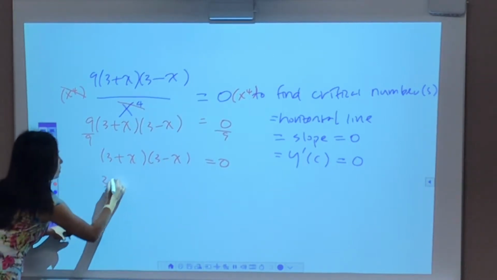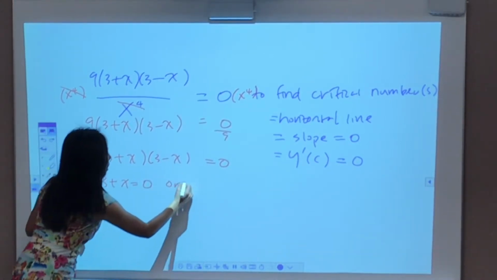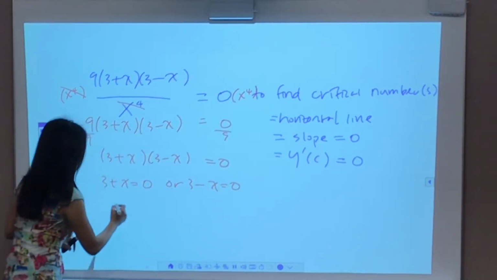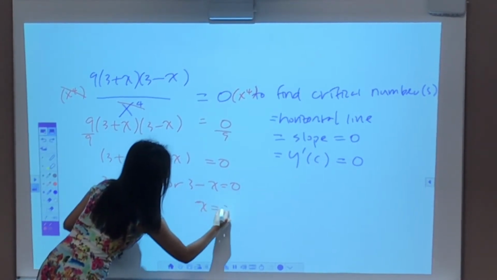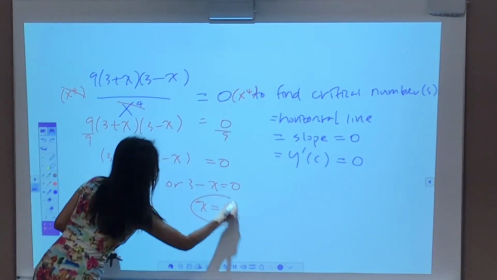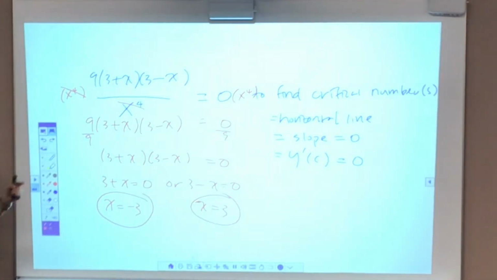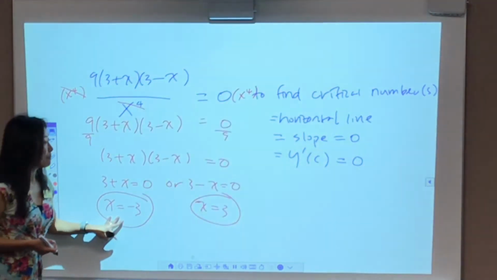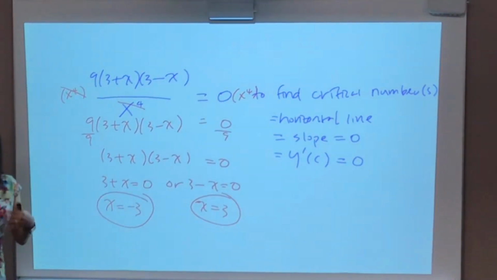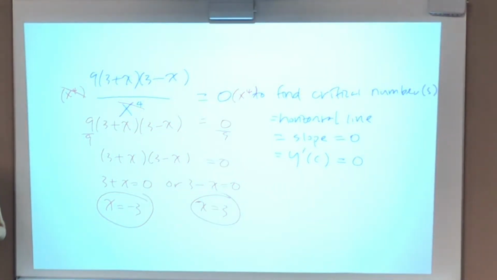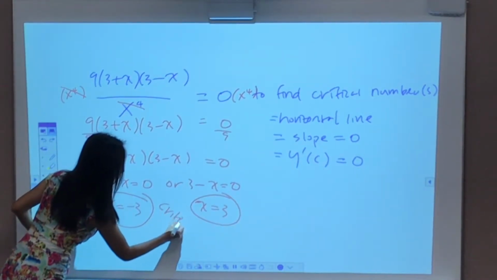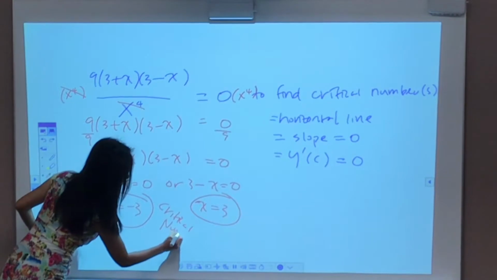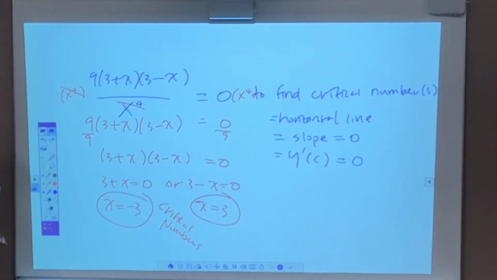So my critical point is 3 plus x equal to 0, or 3 minus x equal to 0. So x is equal to -3, or x equal to positive 3. So I have 2 critical points, 3 and -3. So I can plug this back into my regular equation to figure out what my y value is. This is just giving you critical points. I have 2 critical points. They are my critical points, critical numbers. I have 2 critical numbers.